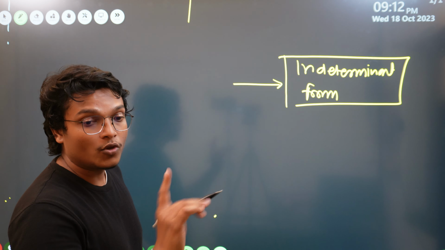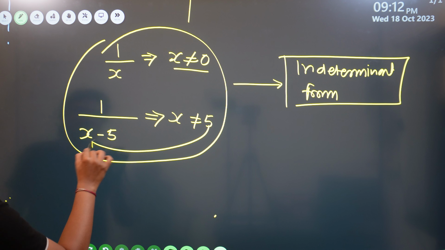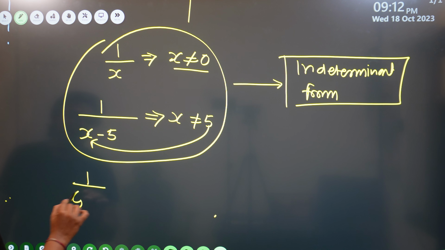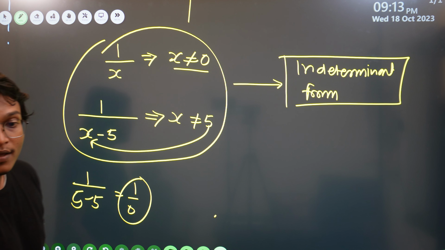You might see many times when a question is given like this, after that a condition is written, x does not belong to 0, or x is not equal to 0. If any condition is given like this, with x minus 5, then after it is written x is not equal to 5. What is the reason? Because if you put x equals 5 here, it will become 5 minus 5, that will be 1 upon 0.